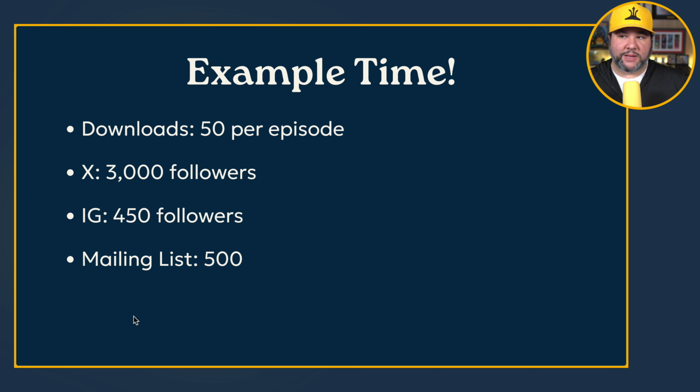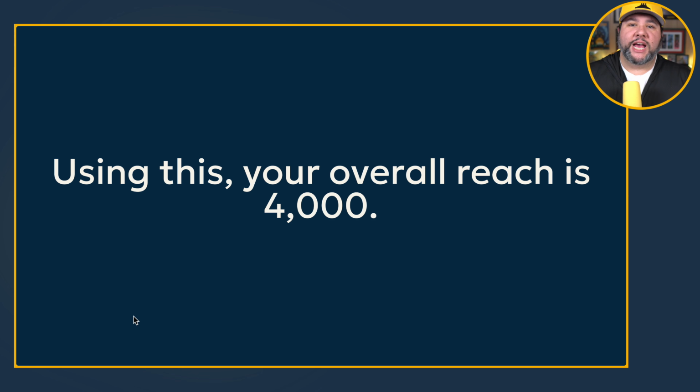Let's look at an example. Let's say you get 50 downloads per episode, and we'll say in the first 30 days. On X, you have 3,000 followers. On Instagram, you have 450 followers, and you have a mailing list of 500. If we calculate your overall reach, that is 4,000. That means that you have 4,000 people in your audience that you can potentially reach.